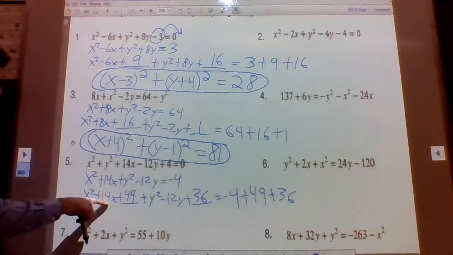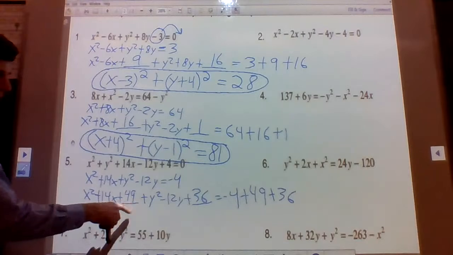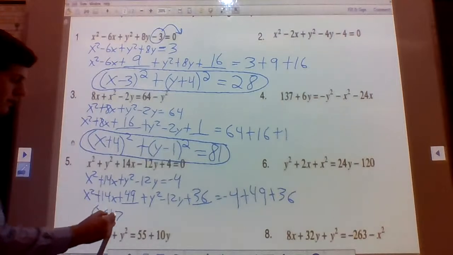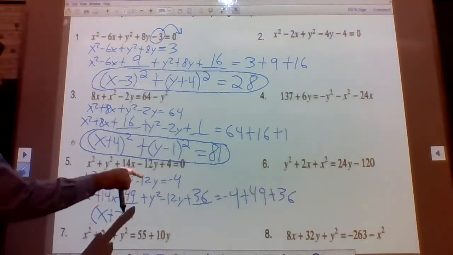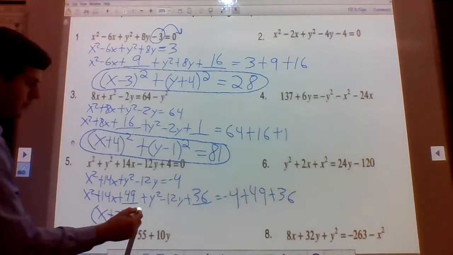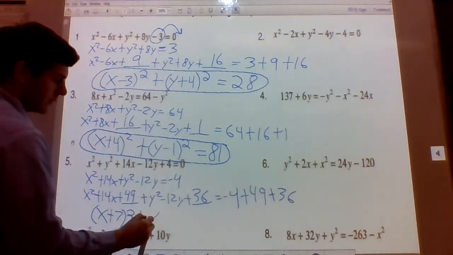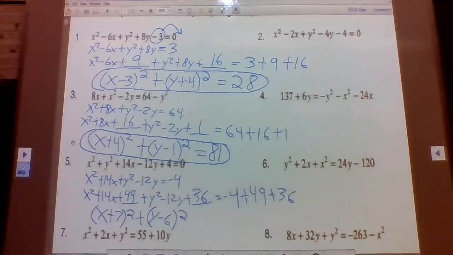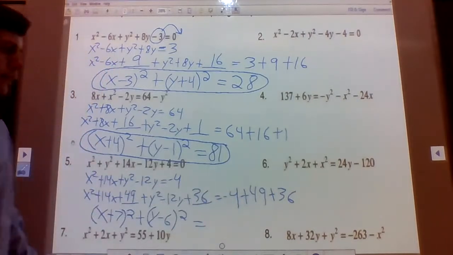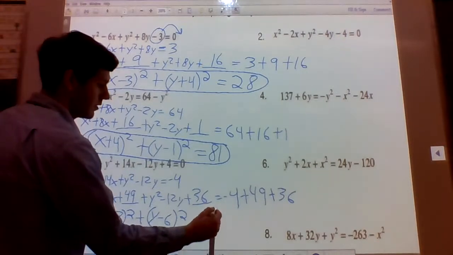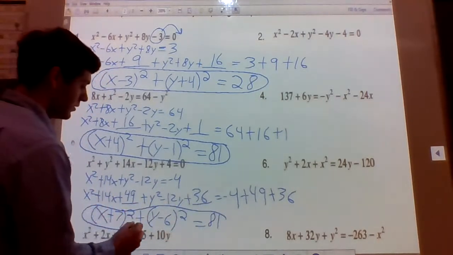Okay. Find the factor for x squared plus 14x plus 49. Well, it should be a perfect square, so it should be something like x plus 7, and it is. x squared plus 7x plus 7x plus 49 is x squared plus 14x plus 49, plus (y minus 6) squared, right? What adds to -12 but multiplies to get 36? -6 and -6. And then that's all going to equal -4 plus 49 is 45. 45 plus 36 is 81. And there's our equation for our circle.